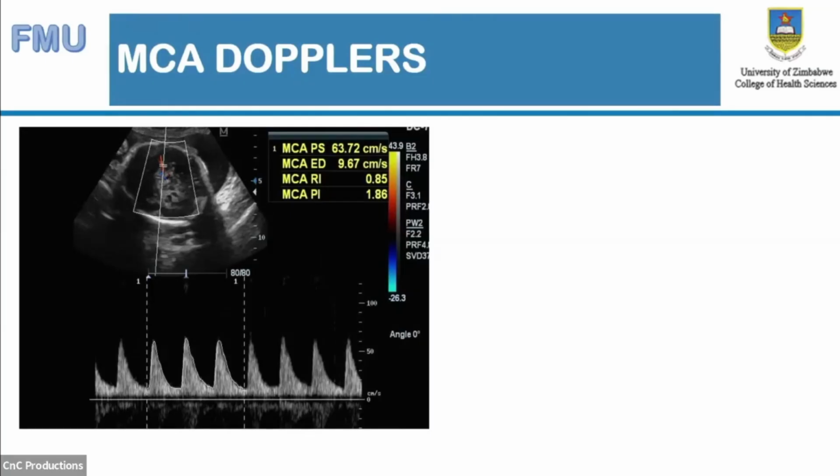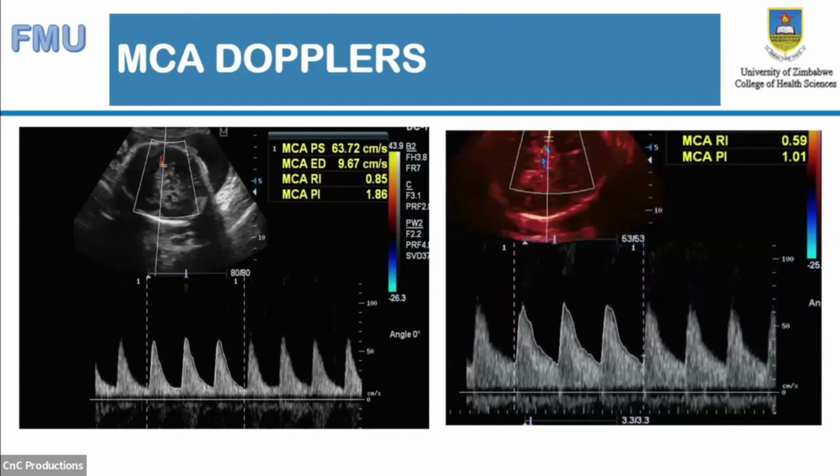MCA, when it is normal, is a high resistance vessel with those peaks. The peak systolic and the end diastolic will be far away from each other when it is normal. Then when it becomes abnormal, they approach each other, what we call umbilicalization of the MCA. It now becomes more like the umbilical artery, with close proximity between the peak systolic and the end diastolic.